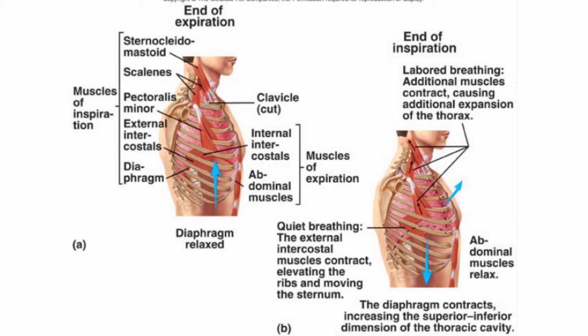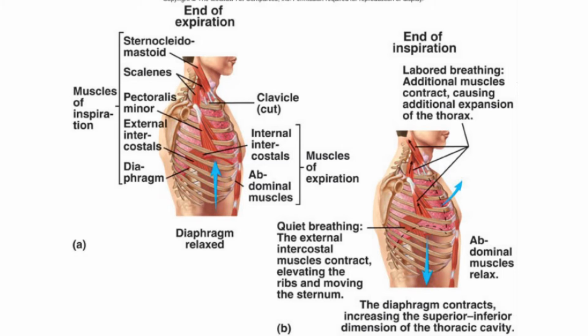At the end of the expiration, these muscles are relaxed. What happens at the end of inspiration? In labored breathing, additional muscles contract, causing additional expansion of the thorax. During quiet breathing, the external intercostal muscles contract, elevating the ribs and moving the sternum forward, and abdominal muscles are relaxed.